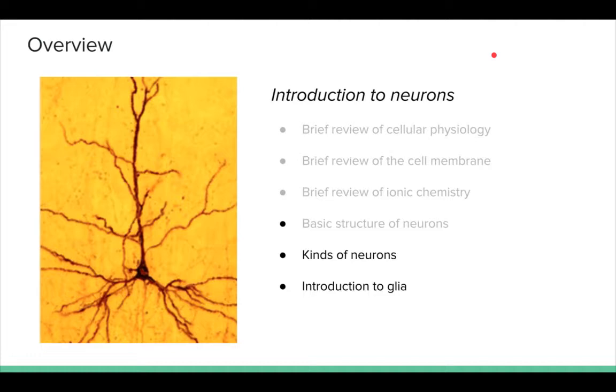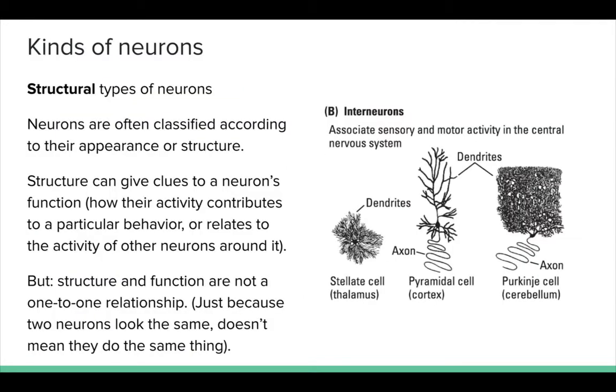Now, next we're going to talk about different kinds of neurons. And really, we're not going to talk about too many different kinds of neurons. What I really want you to do is just understand the different ways that we can sort or classify neurons. And in general, there are two ways to do it. The first, and I mentioned this before, is looking at their structure or their appearance. The reason is simply that the structure can give us clues to how that neuron might function.